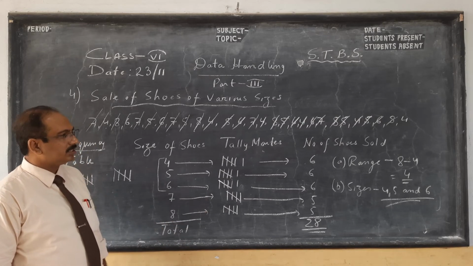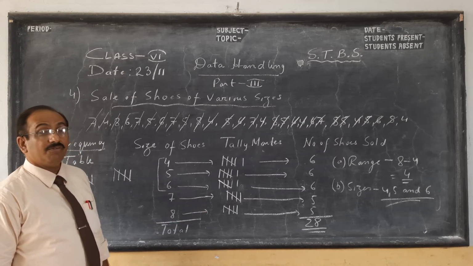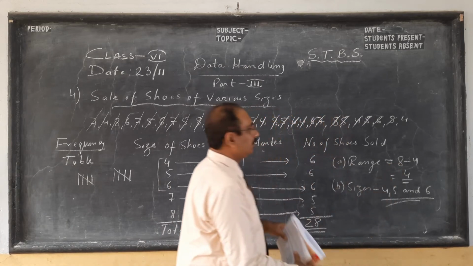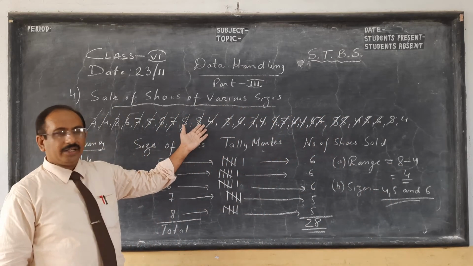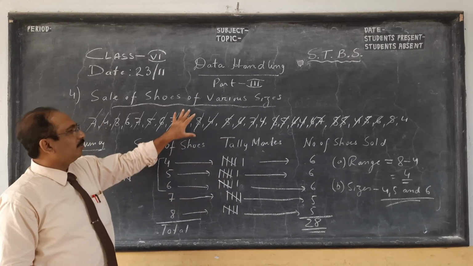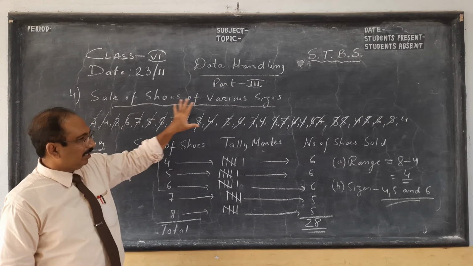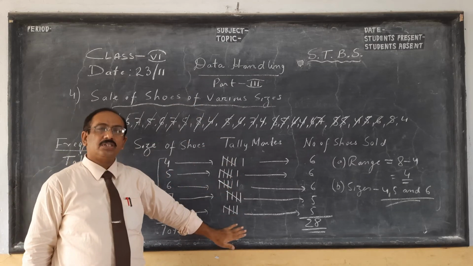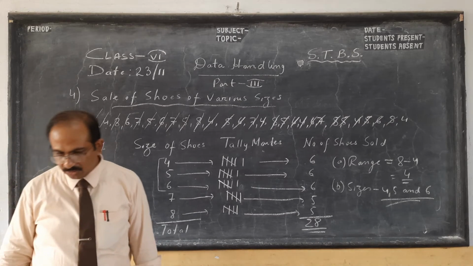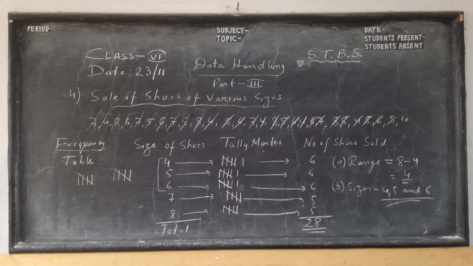So here in this example, I have shown you how we convert a raw data into a tally mark, into a frequency table, and from a meaningless data we come to something very meaningful. So kindly pause the video and copy. I'll do one more sum before we end this class.